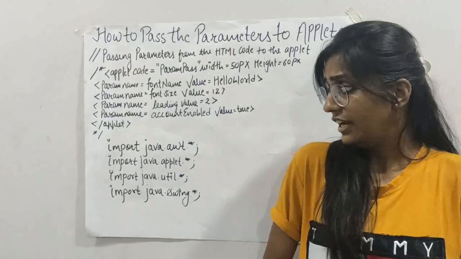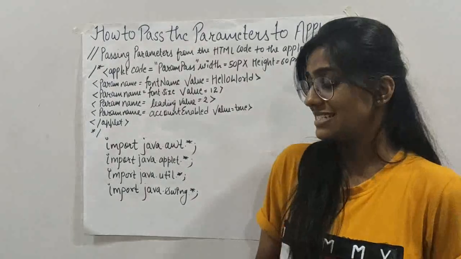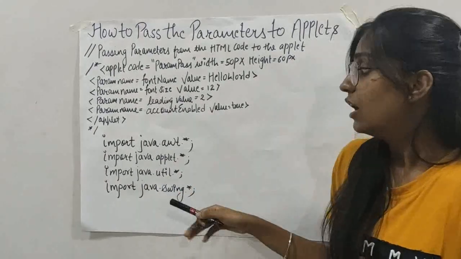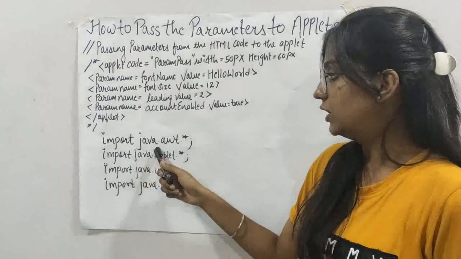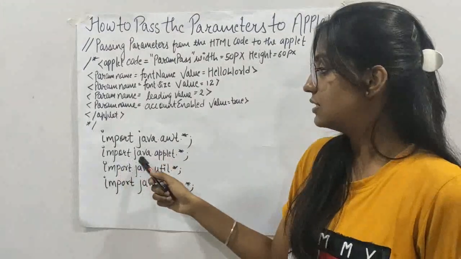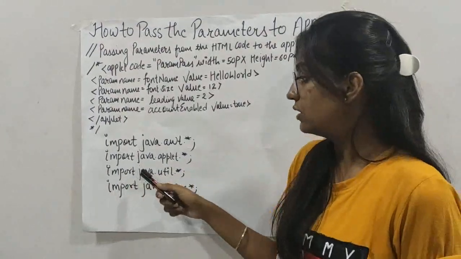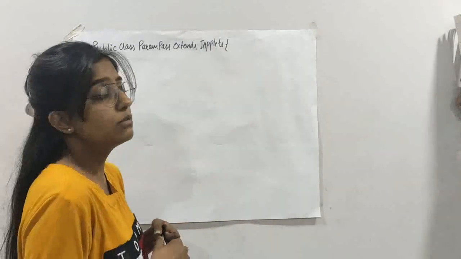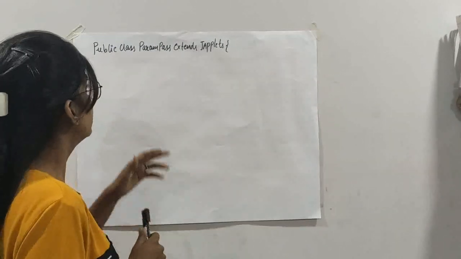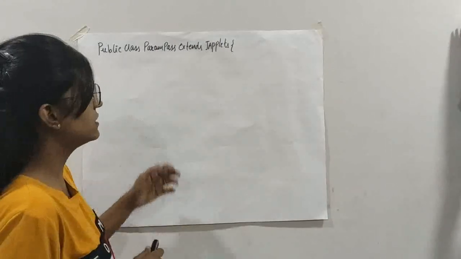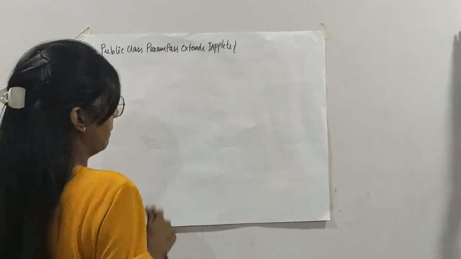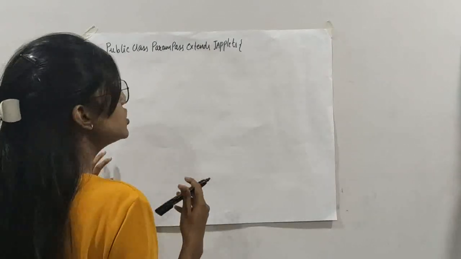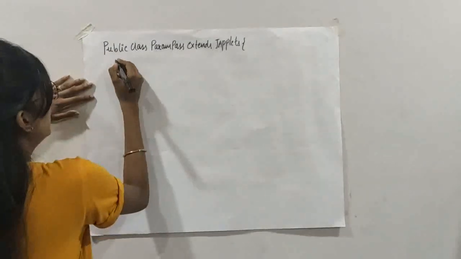Let's get started. We import some packages: awt, applet, util, swing. That is, import java.awt, import java.applet, import java.util, import java.swing. After importing the Java packages, here is a public class ParamPass that extends the JApplet class. Here we declare some variables, the variables which hold the values from the HTML code.